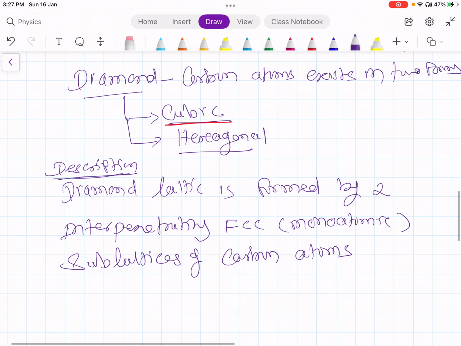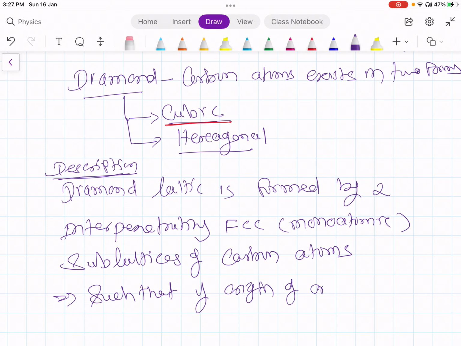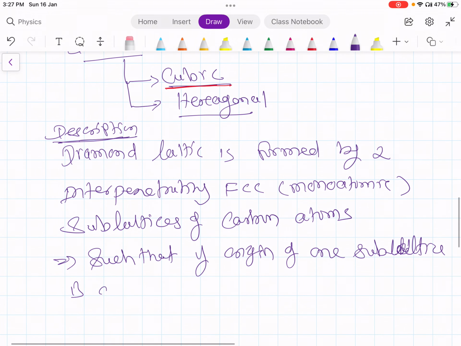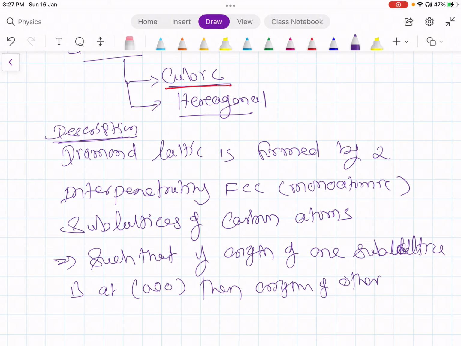But how are these sublattices interpenetrating? They interpenetrate such that if the origin of one sublattice is at 0, 0, 0, then the origin of the other sublattice is at a by 4, a by 4, a by 4.